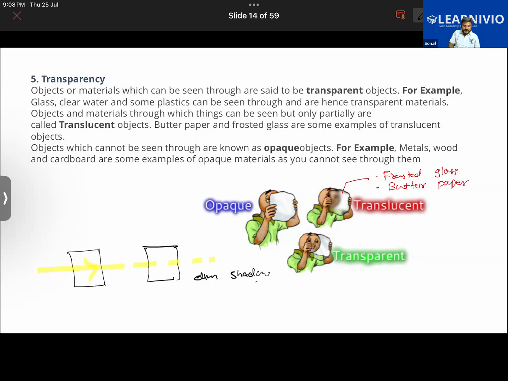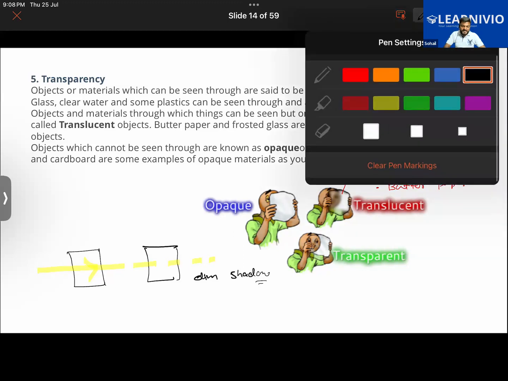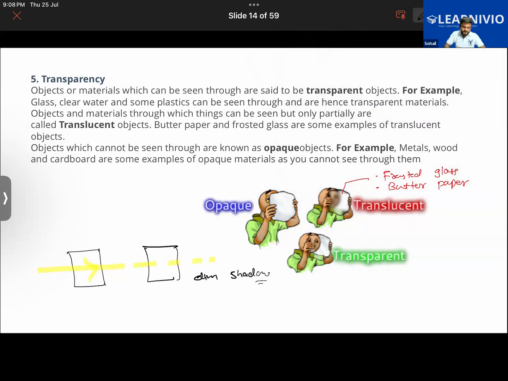The shadow is not very dark, not very sharp. But in the case of opaque objects, the pathway of light is completely obstructed. So you have an opaque object like this. Either the light incident on that opaque object would be reflected back in the same angle at which it was coming, or it can be reflected in an irregular manner.